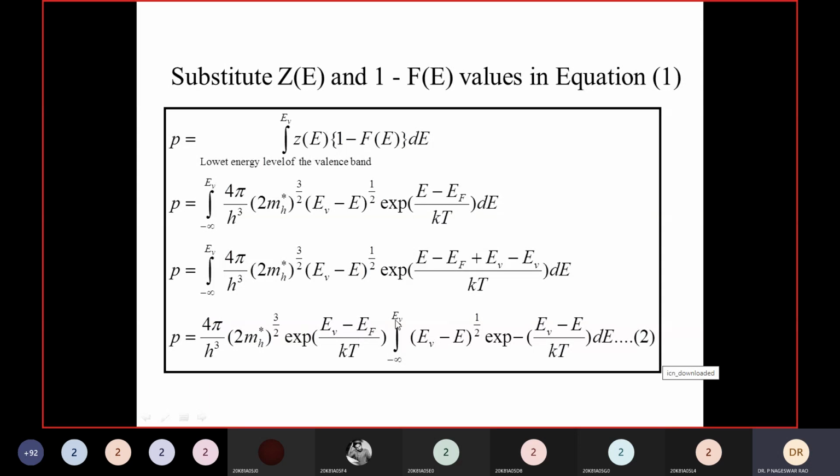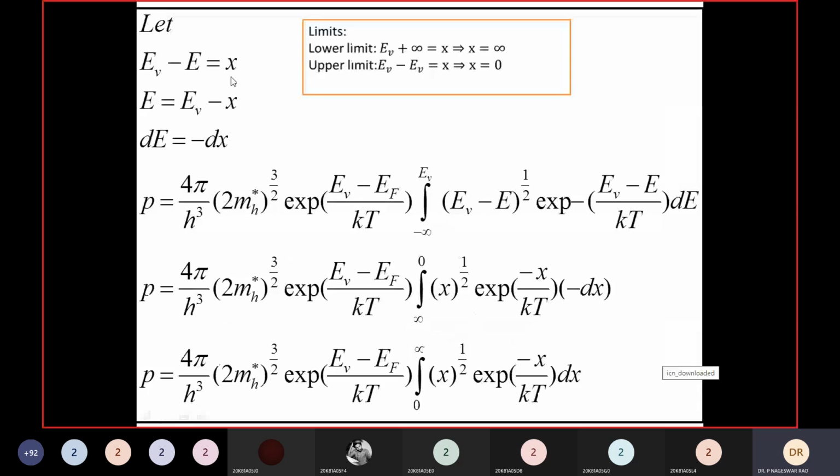Exponential of (EV minus E) by KT. If you take the minus common, this is one form. Let us take EV minus E equal to X. If you differentiate both sides, dE will become minus dX. And how will the limits, upper limit and lower limit, change?